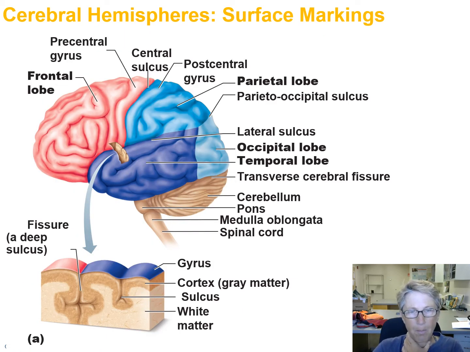And here's a cartoon that puts it all together for you that we've talked about so far. We didn't mention these guys, but there's a parieto-occipital sulcus. Parieto-occipital, so it separates the parietal from the occipital lobe. Here's a lateral sulcus that separates the temporal lobe from the parietal lobe and the frontal lobe. And then here you can see a couple parts of the brainstem, the pons and the medulla oblongata.